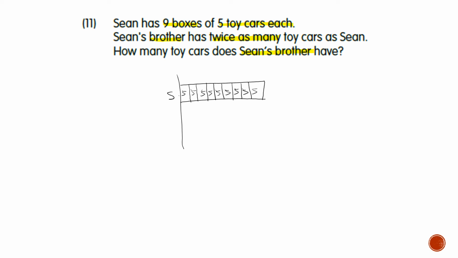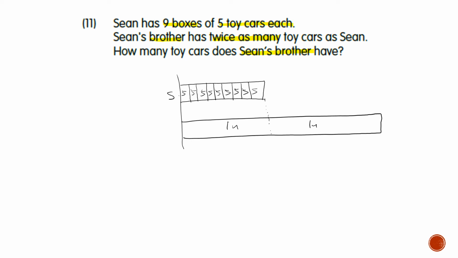How many toy cars does Sean's brother have? So Sean's brother has twice. This is the brother. So I'm not going to draw all the 9 units inside, but I'll just show that actually these 2 boxes here are of the same length. I should actually draw a solid line here. And you want to find the brother.